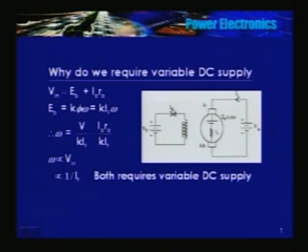So therefore, from 0 to base speed, the applied voltage to the armature terminals should be varied, and for speed above the base, decrease the field flux or decrease the field current. So in both these regions, whether I vary the applied voltage to the armature or vary If, I need to have a variable DC supply.